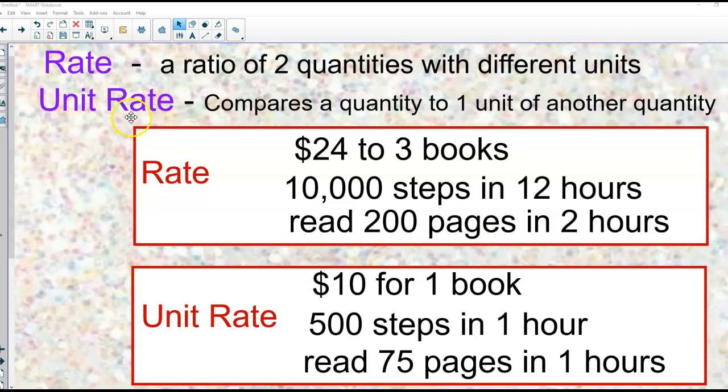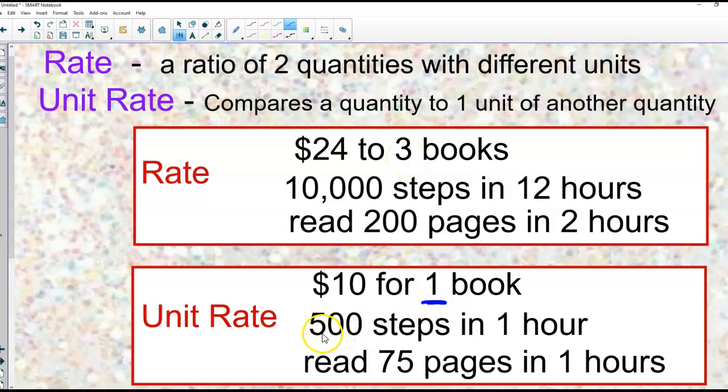Okay? A unit rate is still comparing quantities. But the difference is one of those units is 1. To 1 unit. So for example, let's look at some examples here. In this one, you spent $10 for 1 book. It has a unit of 1. One of the units, money, okay, and this one is books. One of the units is a 1. That's a unit rate when it has 1. This one does not. This one had 3 books. So this one has 1.